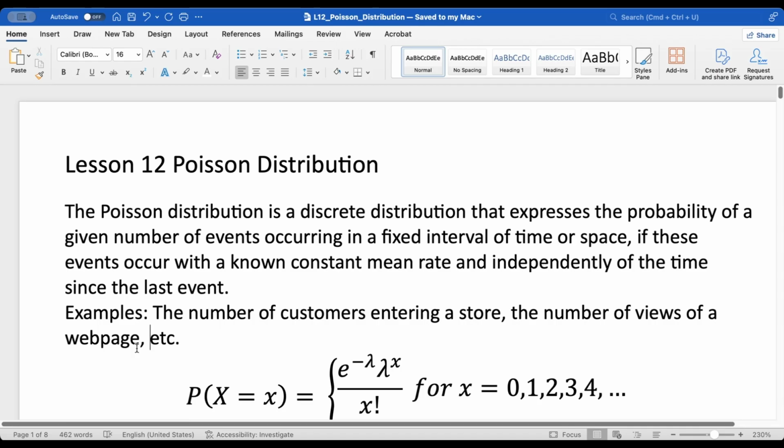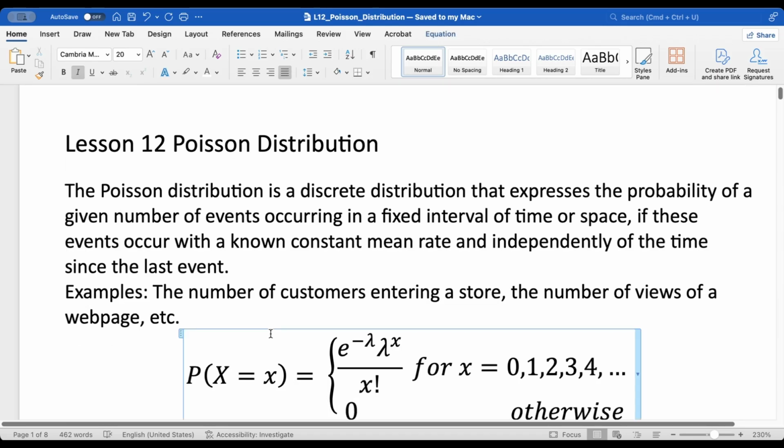The Poisson distribution is a discrete distribution that expresses the probability of a given number of events occurring in a fixed interval of time or space. If these events occur with a known constant mean rate and independently of the time since the last event, then we have a Poisson distribution. Some examples: the number of customers entering a store, the number of views of a web page. Those would be examples of real life situations that could be modeled with a Poisson distribution.